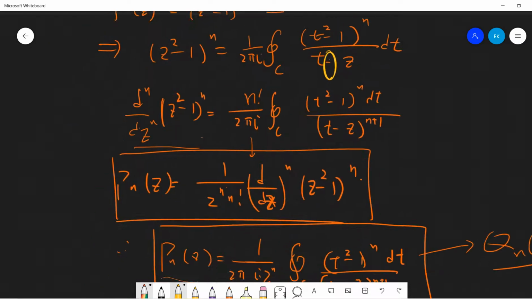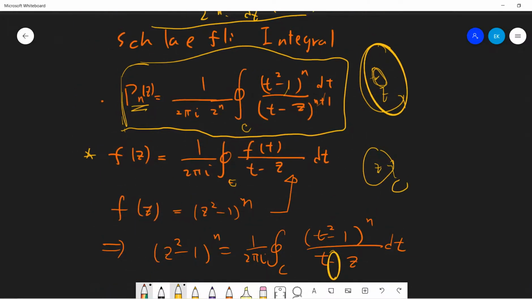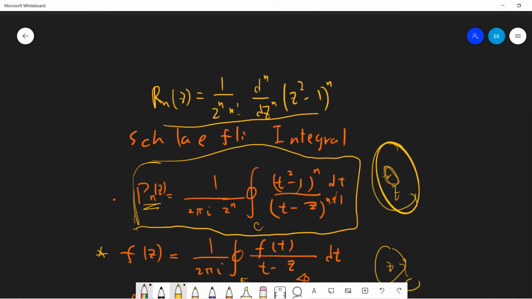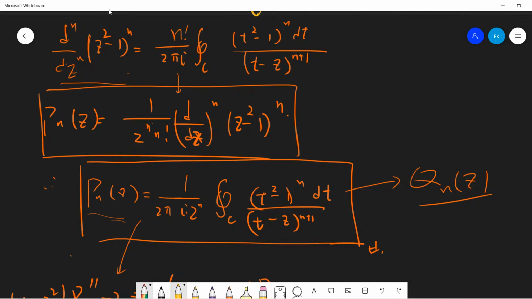Then we just take 1 over 2^n times n factorial, the red one from before. Starting from here, we get this, which is the Rodrigues formula. So we put the Rodrigues formula here, and then we multiply this in. The n factorial cancels, and finally we get this. So this is what we want.